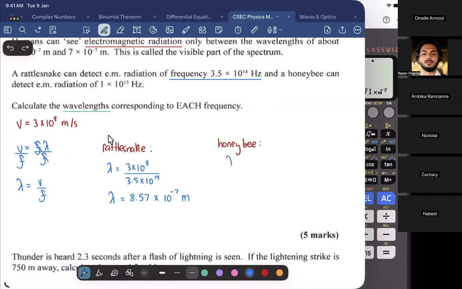So Danelle, all EM waves travel at the speed of light. So where's the velocity? Tell me, Danelle. 3 by 10 to the power of 8. Right, and all honeybees could detect EM radiation of what frequency? 1 by 10 to the power of 15.